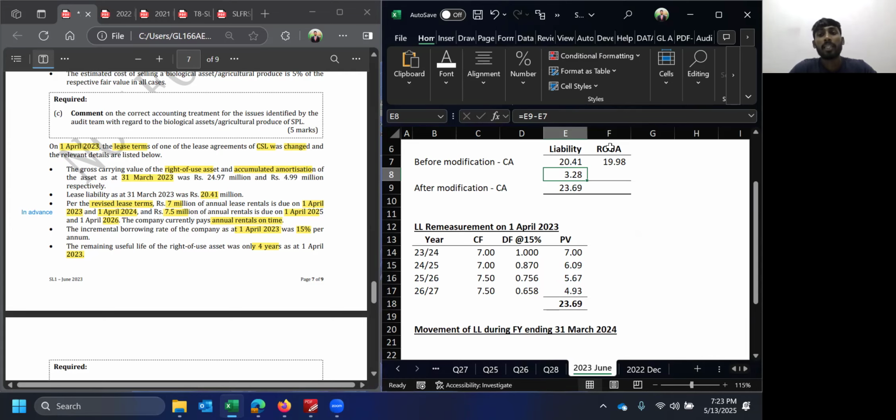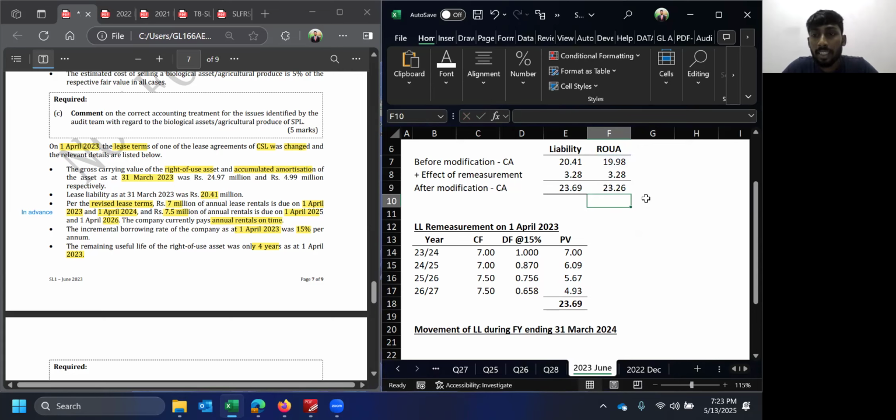So how do we need to pass the entry? What should be the double entry? Tell me. ROU as a debit, liability credit. Exactly. We have to credit the liability and debit the right of use asset.